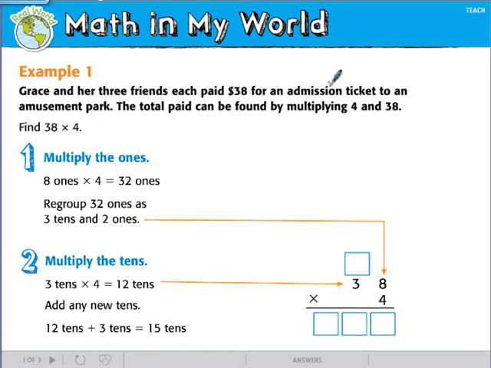We're going to multiply the ones. It says Grace and her 3 friends each paid $38 for an admission ticket to an amusement park. The total paid can be found by multiplying 4 and 38. Find 38 times 4. We're going to multiply the ones place first. 8 ones times 4 equals 32 ones. We have to regroup 32 ones as 3 tens and 2 ones. So the 3 goes in the tens place, right here. Our 2 goes in the ones place, okay?